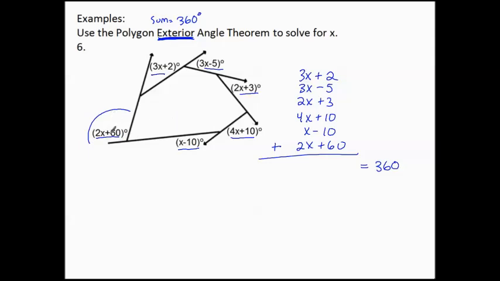Let's combine our like terms. 3 and 3 is 6, 7, 8, 12, 13, 14, 15. We have 15 x's. Adding up all our constants, we get 60. There we have a nice simple equation, and we can get x by itself. So from 15x equals 300, dividing gives us that x equals 20. Not too bad, right?